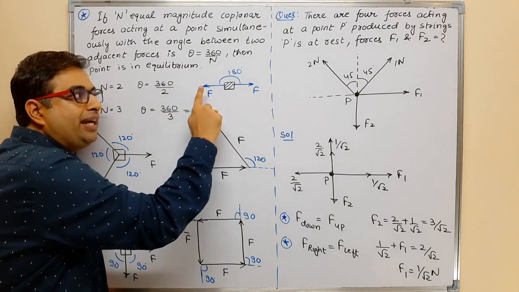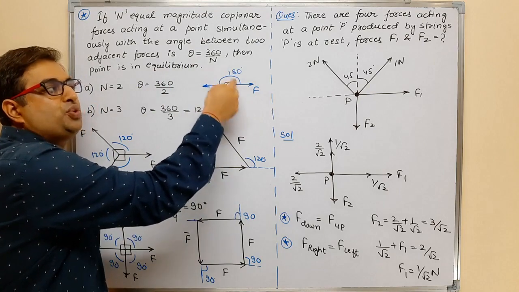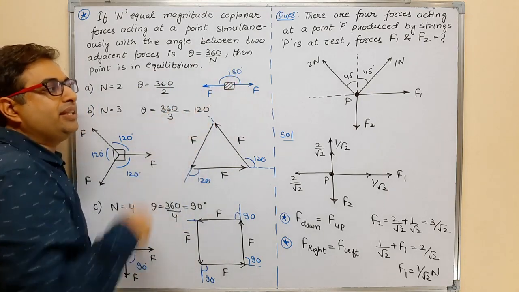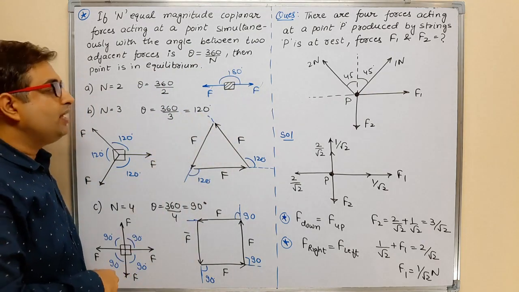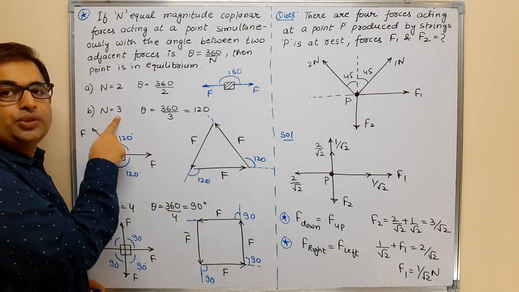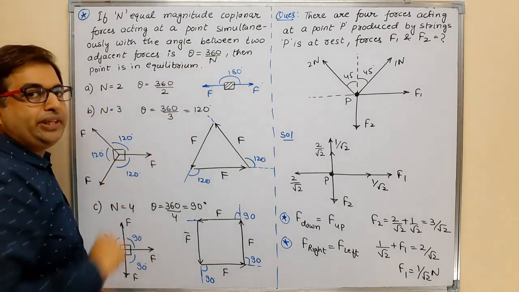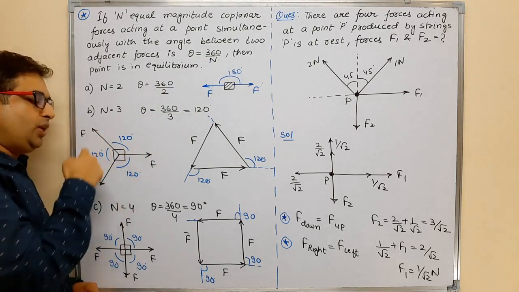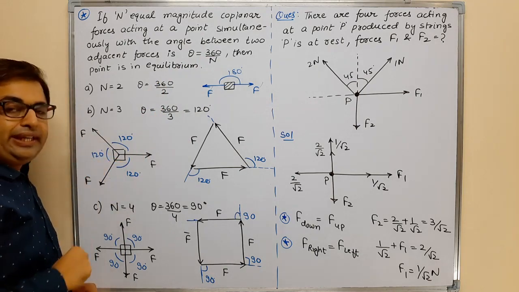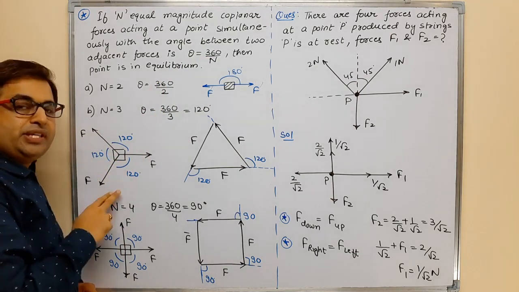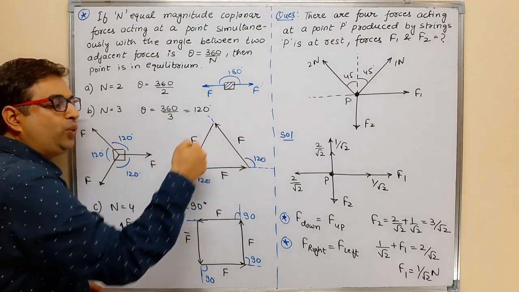So if we apply equal and opposite forces at a point, means the angle between the two forces is 180 degree, then the resultant will be 0. These two forces will cancel out each other. Second, I am taking n equal to 3. If you take n equal to 3, then 360 divided by 3 is 120 degree. That means 3 equal forces are acting at an angle of 120 degree each. Then the resultant will be 0 because these 3 forces will form an equilateral triangle.